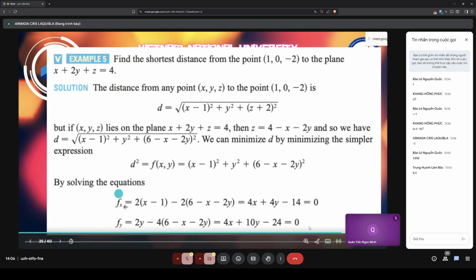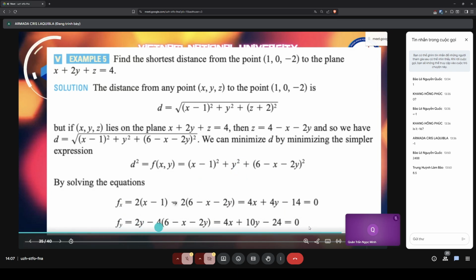So we have fx and fy, and we solve this one. Our fx is this one first, x minus 1 squared. The derivative of this is 2 times x minus 1, minus the derivative of this, which is 2 times 6 minus x minus 2y, and then multiply the derivative of the x here, which is negative 1. That is why it's negative 2 here. Negative 2 times this. And then solving that, you have 4x plus 4y minus 14. So just apply the chain rule if you take the derivative for fx.